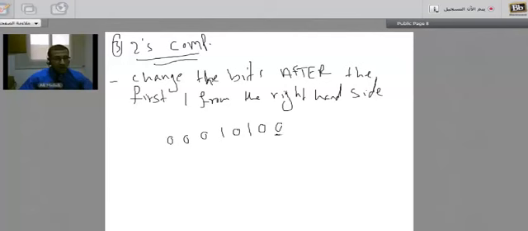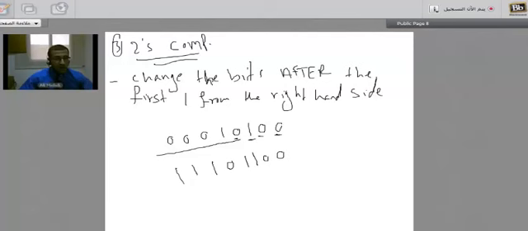So this number 0 will come down as it is. This number is 0, it will come down as it is. Now this is the first one we see from the right. It also comes down as it is, and then we change what's after the first one. So this 0 here will become 1, this 1 will become 0, and then 1 1 1. So this way we have our 2's complement.